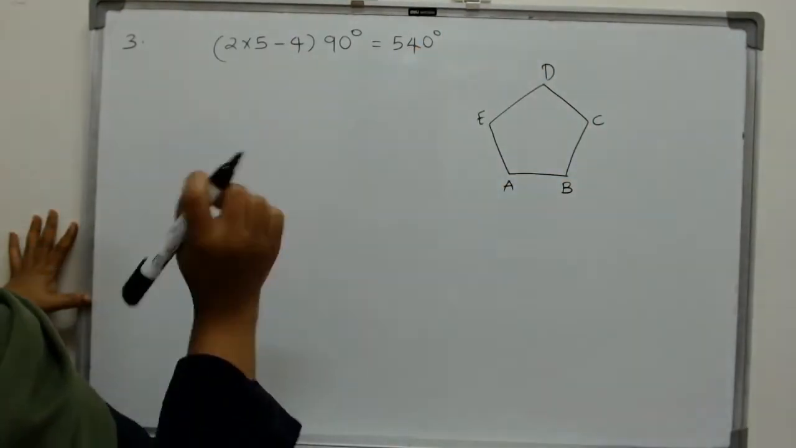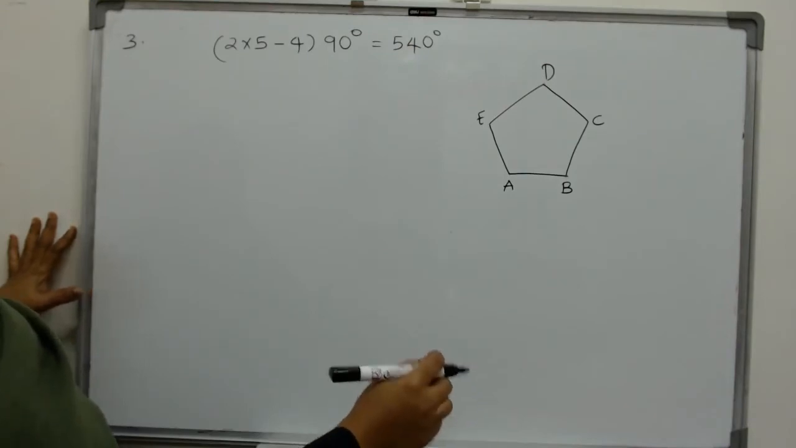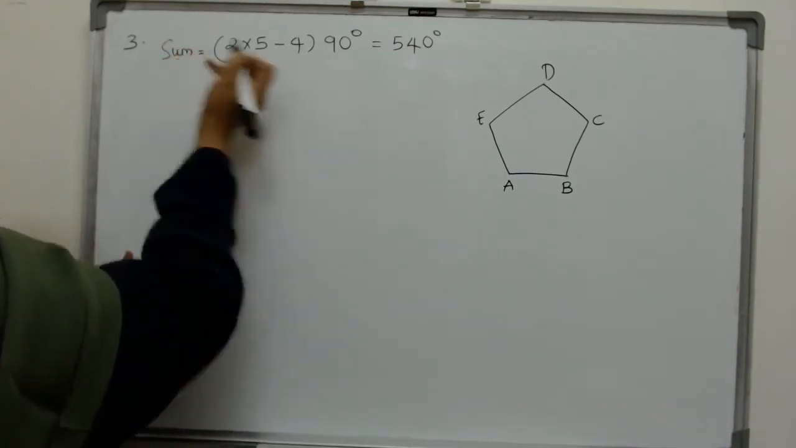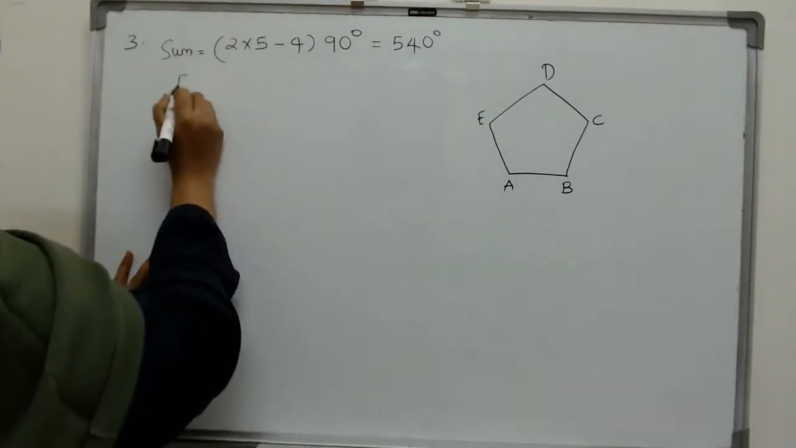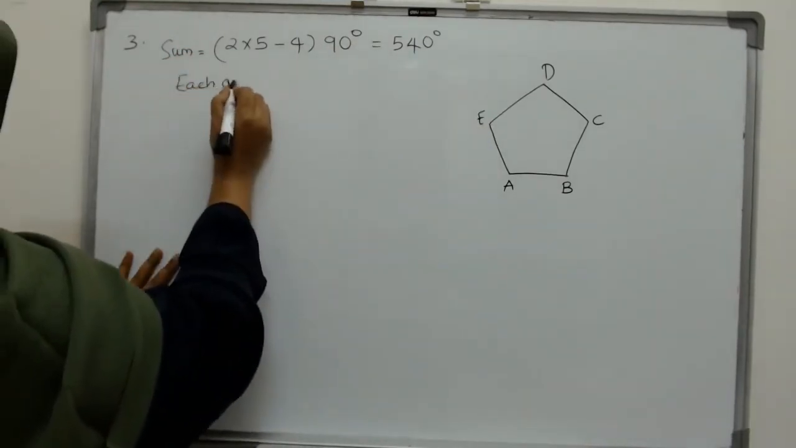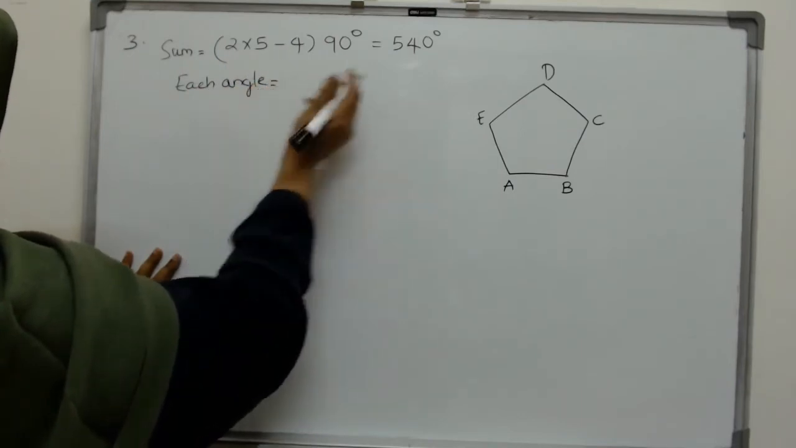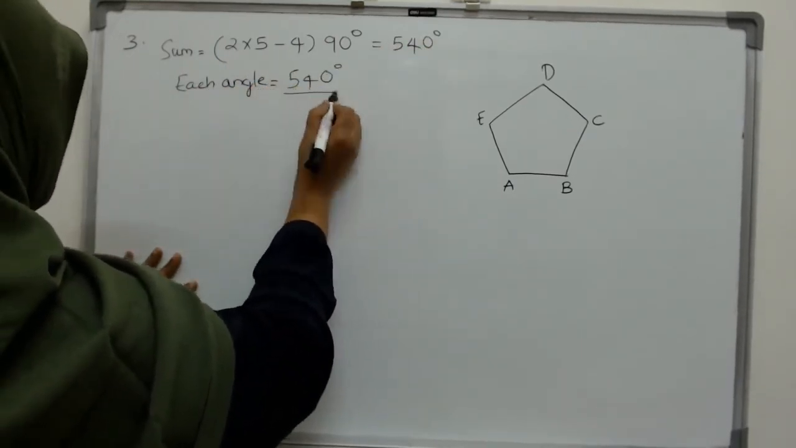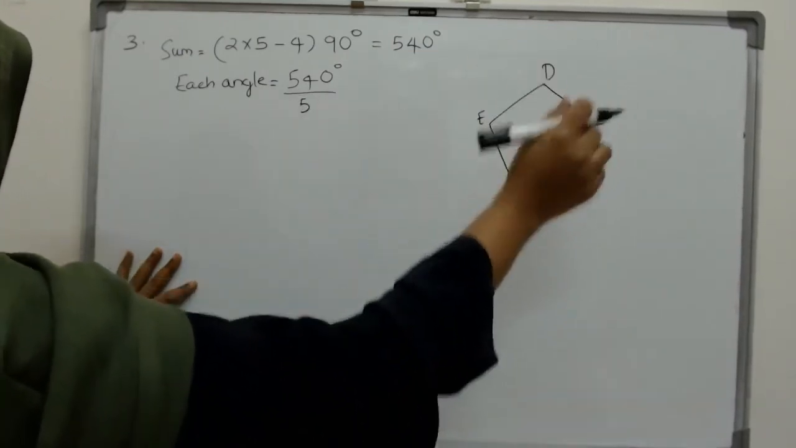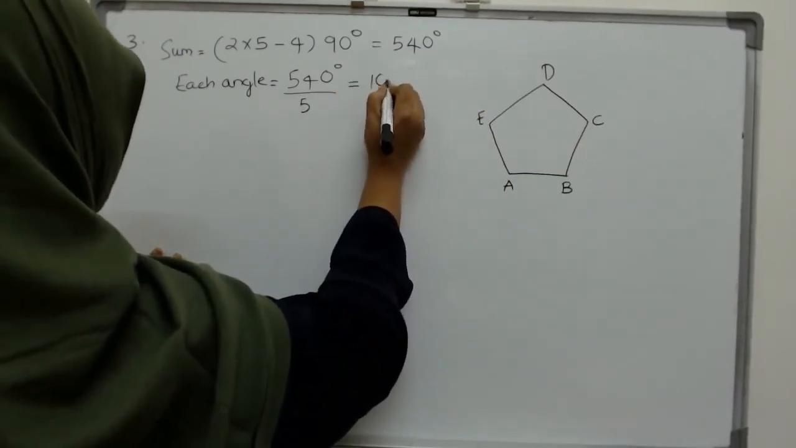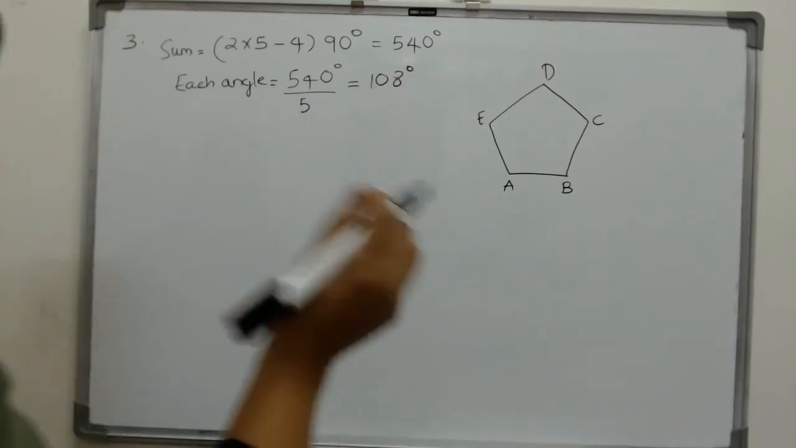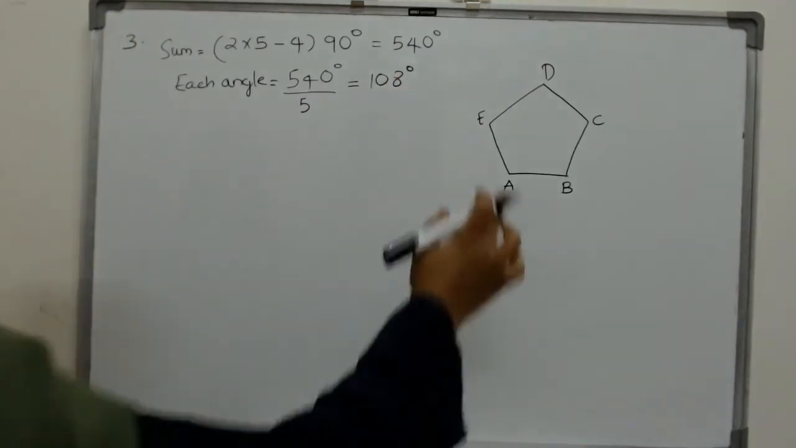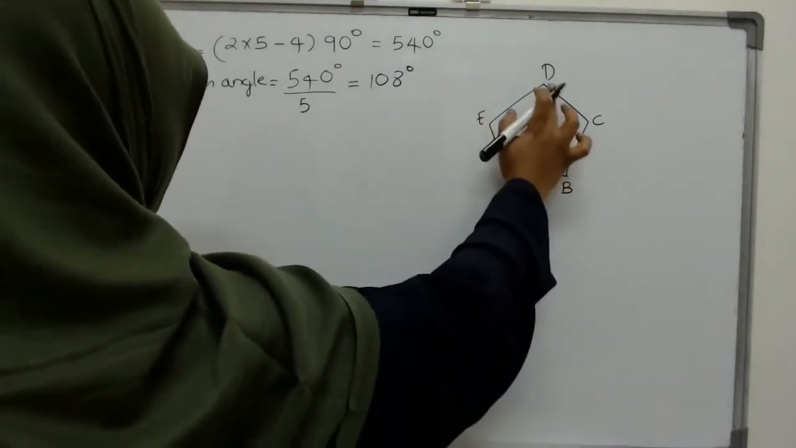But then here, what kind of a polygon do you have? It is a regular polygon. So, not just the sum of the 5 angles, you know what each angle is. If this 540 is divided equally into 5 angles, then each angle will be 108 degrees. So the minute you hear the word regular pentagon, you should know that each angle is 108 degrees.